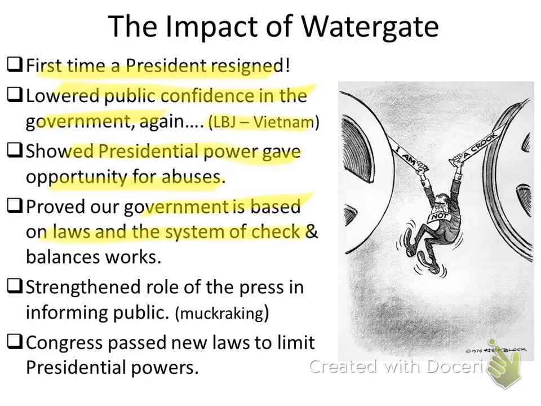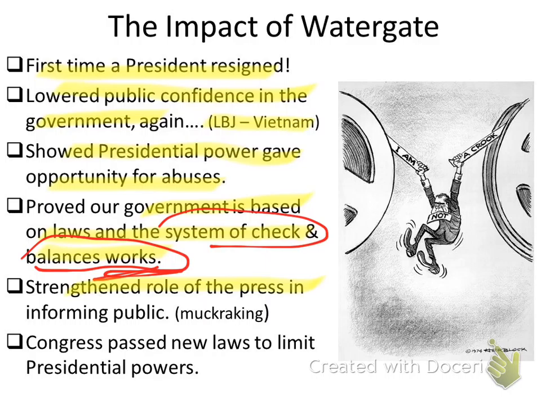It proved our government is based on laws and a system of checks and balances, and that, most importantly, it works. The system of checks and balances works. It strengthened the role of the press in informing the public, going back to the muckraking of the early 1900s. It is the media's job not to cheer for one side or the other, but to expose wrongdoing by either side. And then finally, Congress passed new laws to limit presidential powers like the War Powers Act.